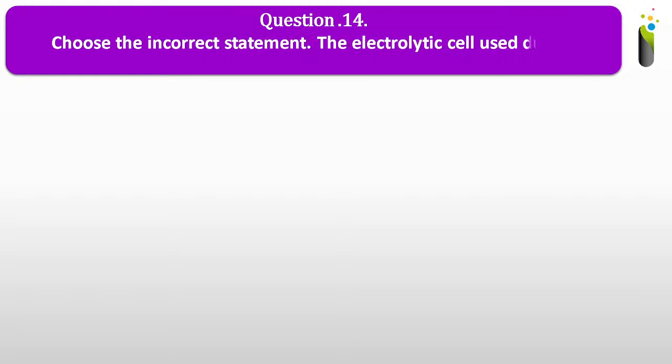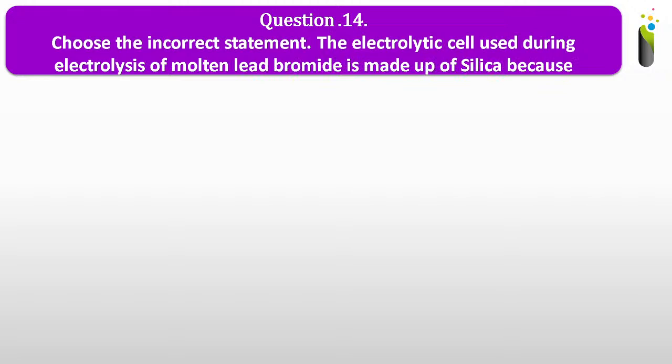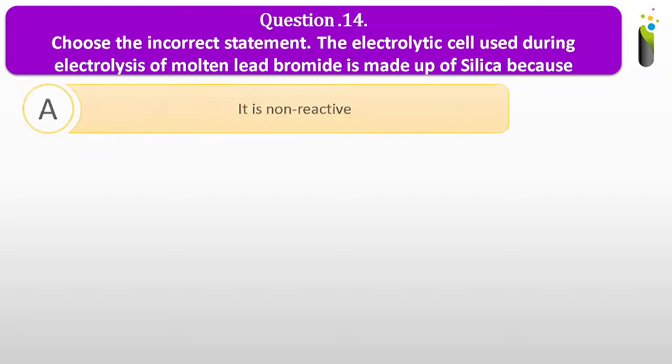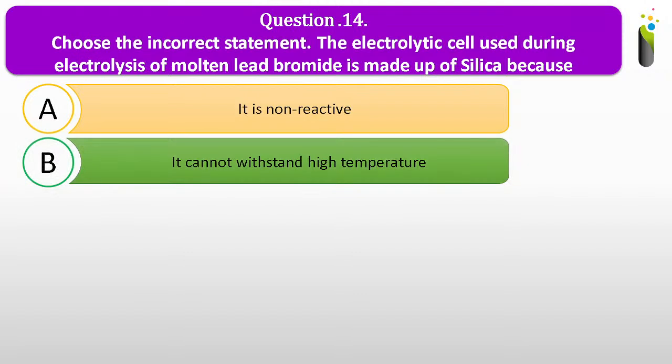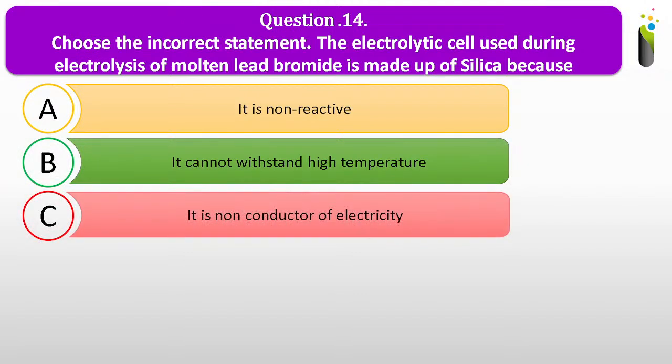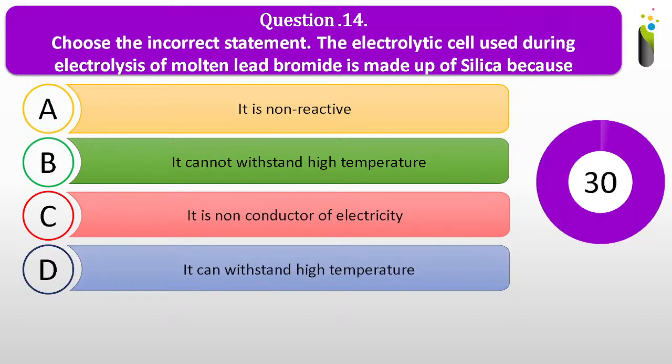Choose the incorrect statement. The electrolytic cell used during electrolysis of molten lead bromide is made up of silica because dash. A. It is non-reactive. B. It cannot withstand high temperature. C. It is non-conductor of electricity. D. It can withstand high temperature. So you have to find out the incorrect statement. So three statements are correct, that are true statements, and one is wrong, that is the incorrect statement. You are supposed to find out the incorrect statement among these four.